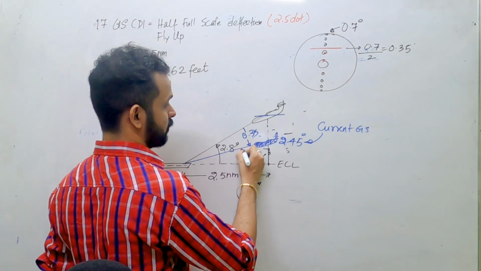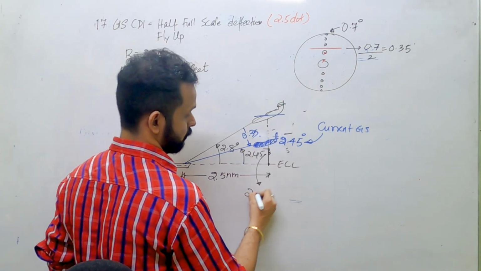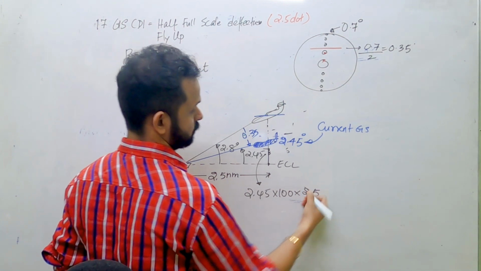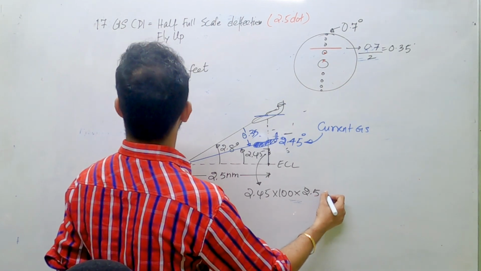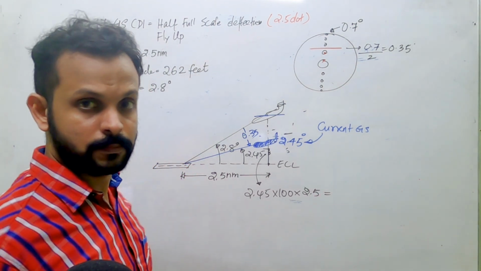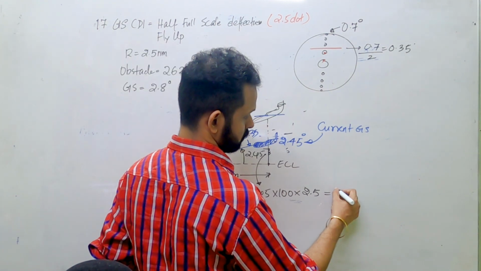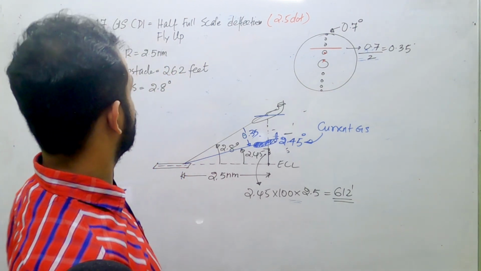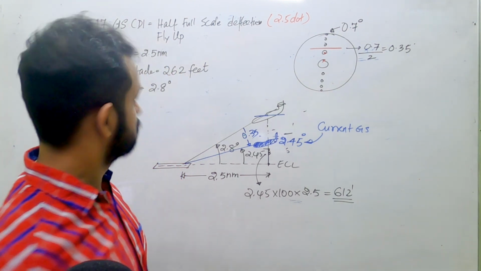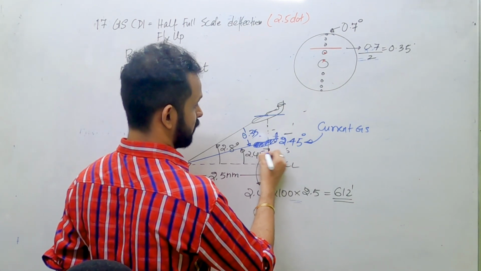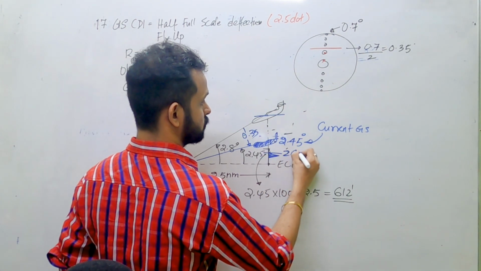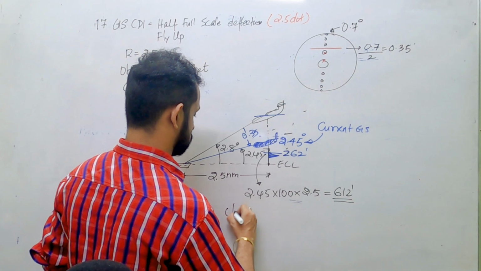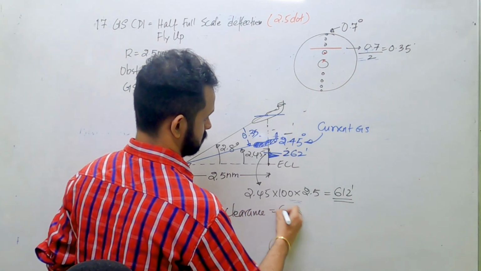So what is the glide slope of the aircraft? 2.45. So it's 2.45 into 100 into 2.5 nautical miles. How much is that? 612. Therefore, what is the height of the obstacle? 262 feet. So we do have clearance here. Therefore, what is the clearance? 612 minus 262, 350.